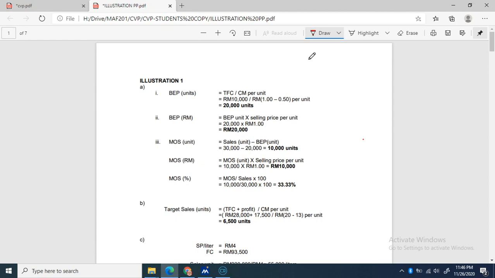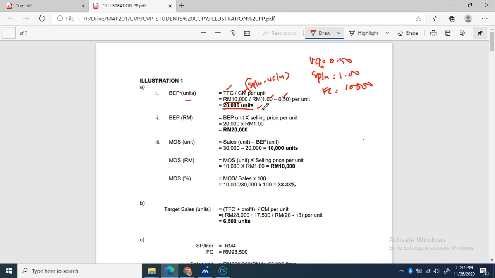Okay, the first one. Just now we have variable cost is 50 cents. Selling price per unit, so this is per unit is 1 ringgit. Fixed cost is 10,000. So how to get BEP? The formula to get BEP in unit is the total fixed cost divided by contribution margin per unit. So contribution margin per unit is selling price per unit minus variable cost per unit. So total fixed cost is 10,000 divided by contribution margin per unit, selling price 1 ringgit minus variable cost 50 cents. So you will get 20,000 units. So this is the BEP in units.